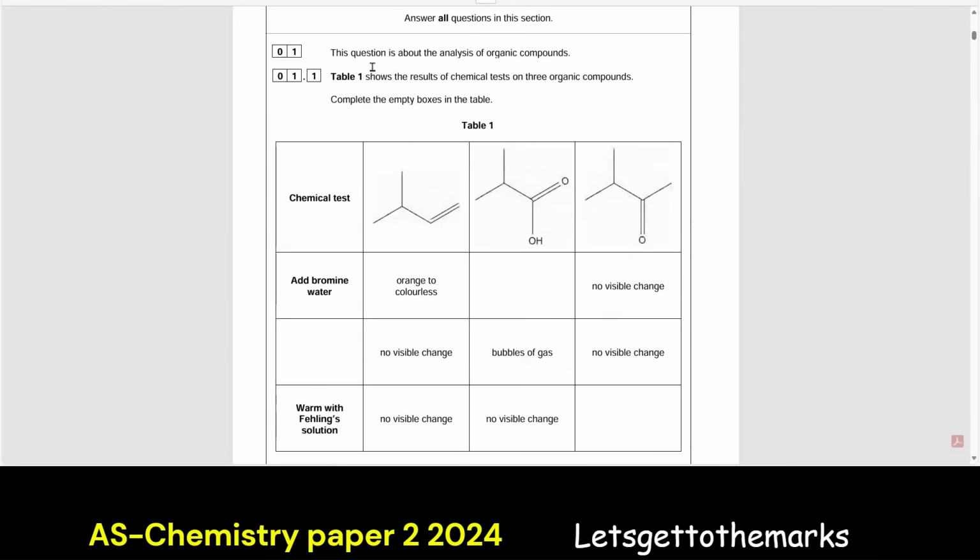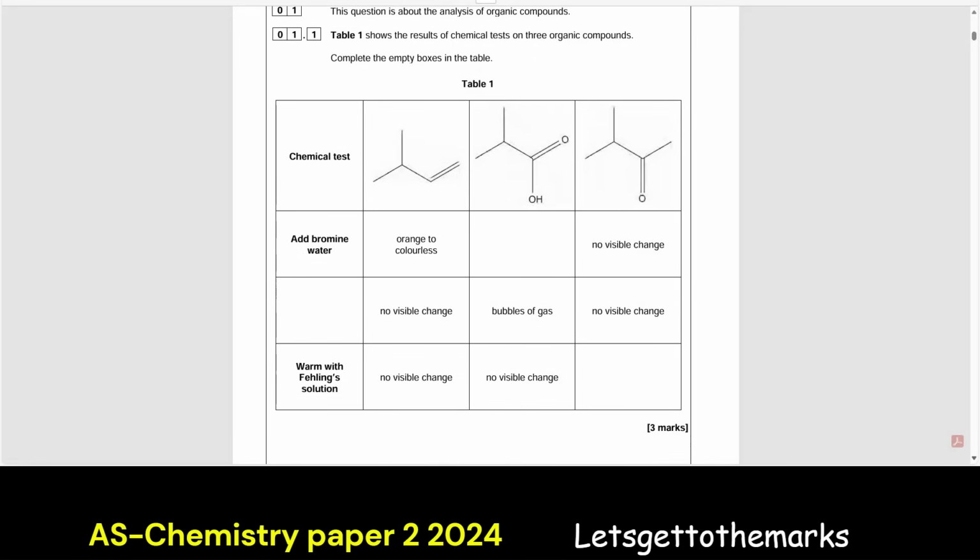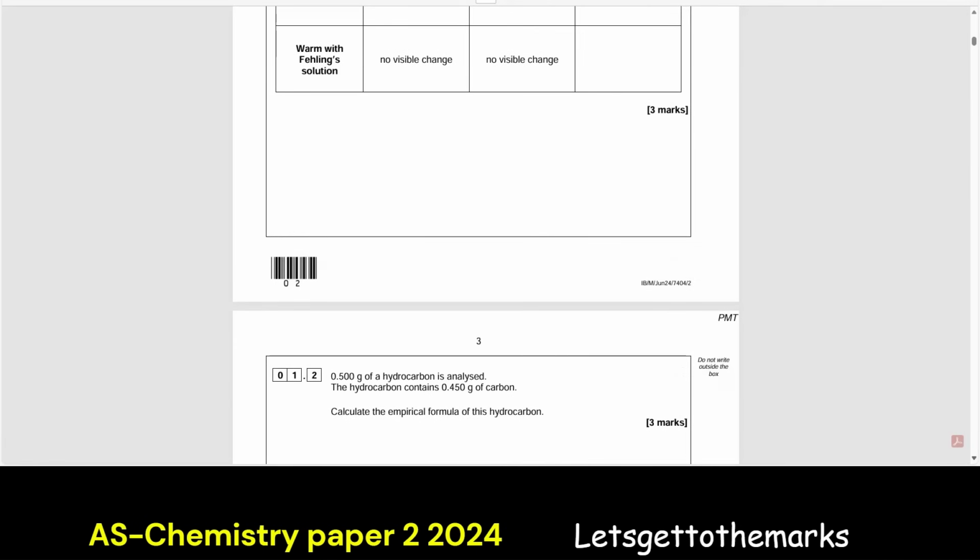Question 1. This question is about the analysis of organic compounds. 1.1. Table 1 shows the results of chemical tests on 3 organic compounds. Complete the empty boxes in the table. So we've got the name of the chemical test, but one is missing. And then we have on the rows the results of the chemical test. We also have the structure of 3 different compounds. And from that, you should be able to work out what the missing areas are in the boxes. It's worth 3 marks. Let's have a little look.